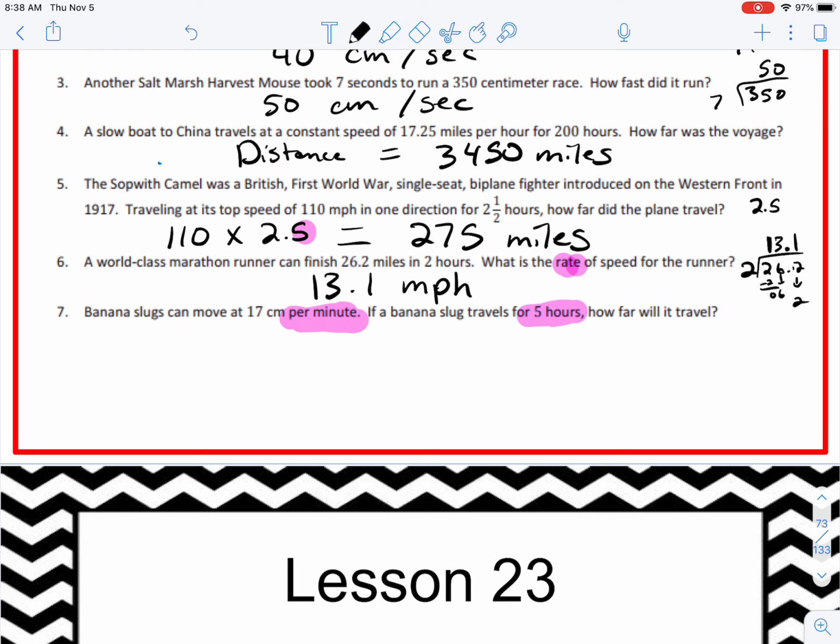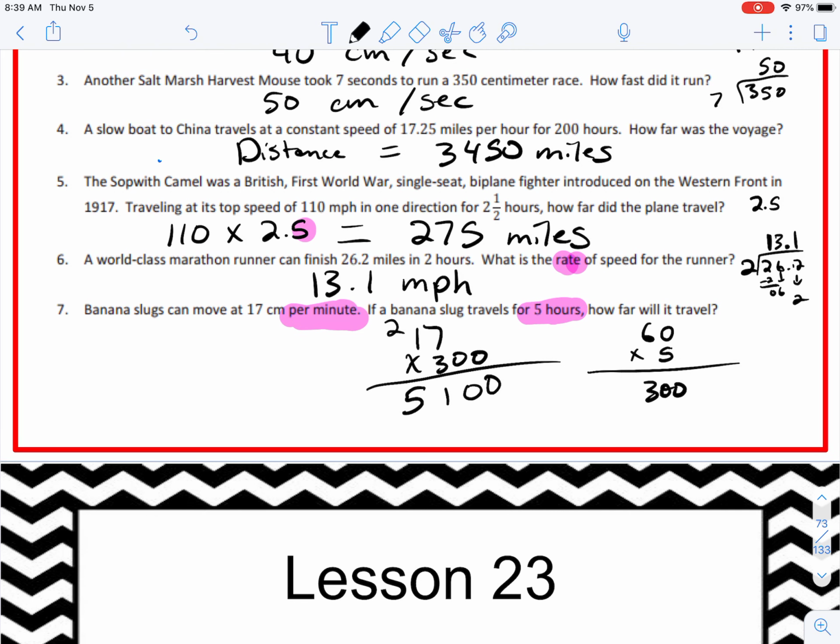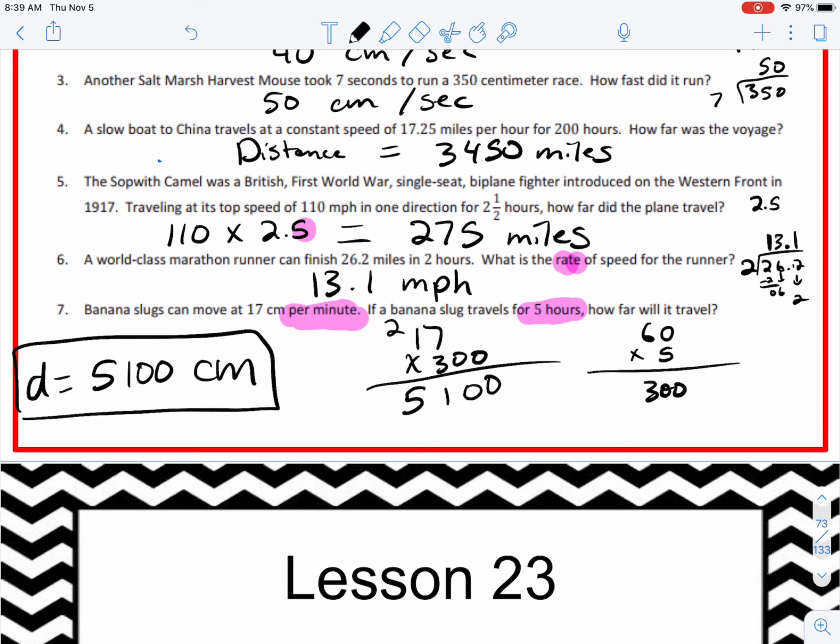So we need to figure out how many minutes there are in 5 hours. Remember, there's 60 minutes per hour, 5 hours total. This equals 300. So we have to multiply 17 times 300, add our zeros to the side, and multiply 3 and 5. So our distance equals 5,100 centimeters.